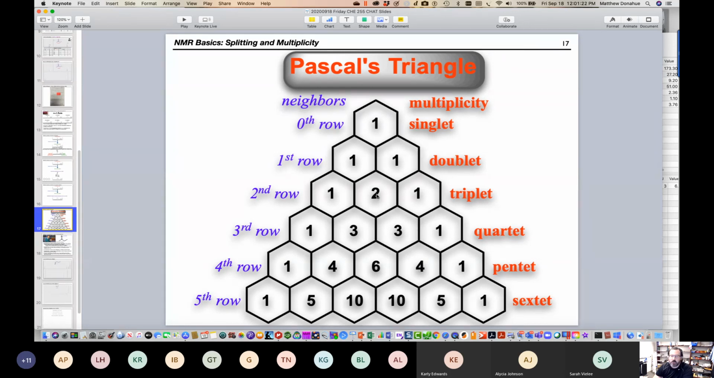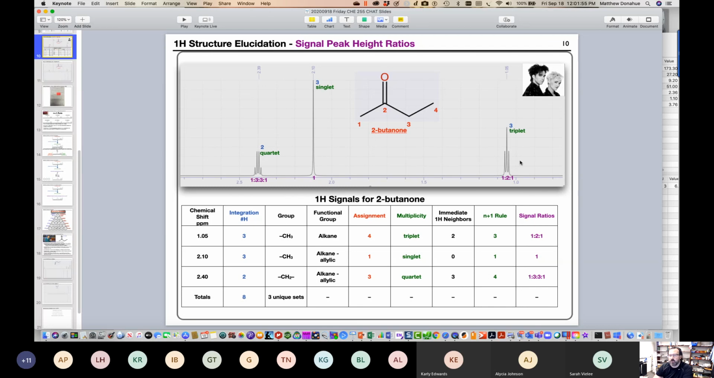Where do you get this 2? So again, there's always 1s down the sides. This number is the sum of these 2 numbers. 1 plus 1 is 2. Third row, that's 3 neighbors. 3 plus 1 is your quartet, so that's where you get these 4 peaks. 1, 2, 3, 4. 1 plus 2 is 3. 2 plus 1 is 3, so 1 to 3 to 3 to 1. So that's where we got these ratios of the peak heights too.